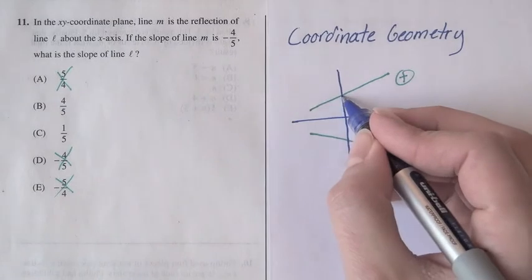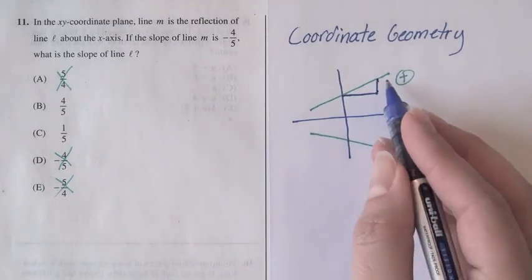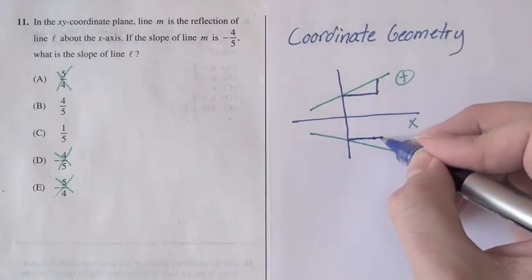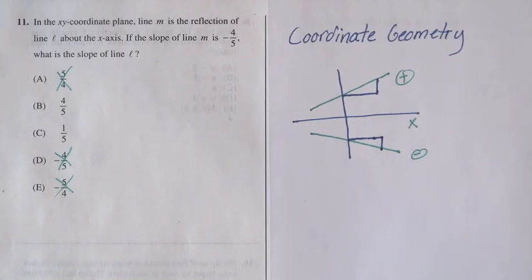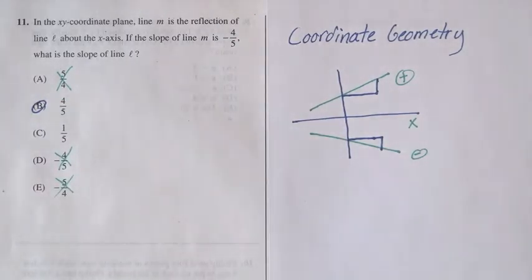Let's see if we can show that. So with a certain amount of run, you get this much rise, or with a certain amount of x, you get that much y. For the same amount of x down here, you get the same amount of y. It just happens to be negative now. So don't switch the absolute value of your slope, just change the sign. That's why the correct answer is B, 4/5.